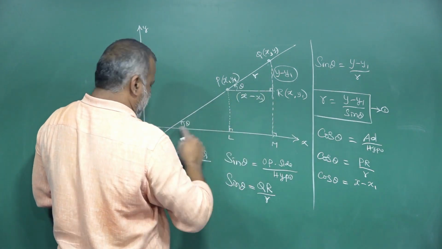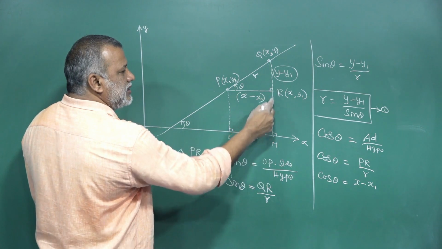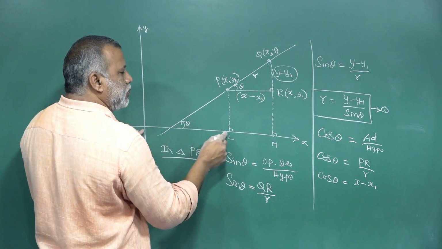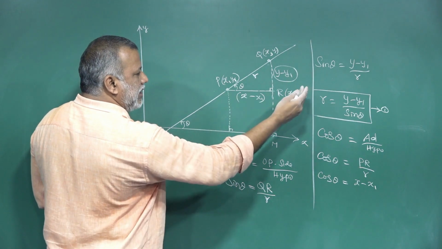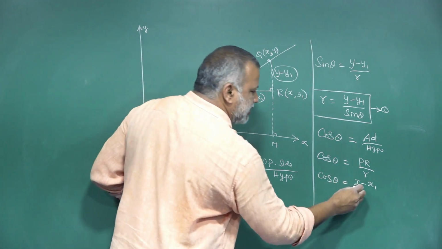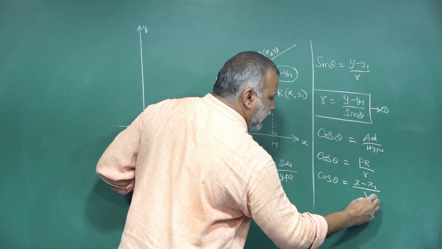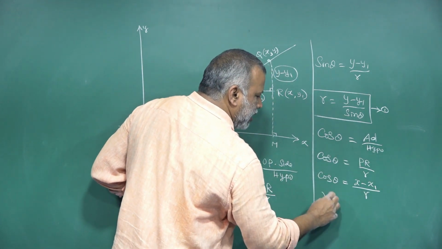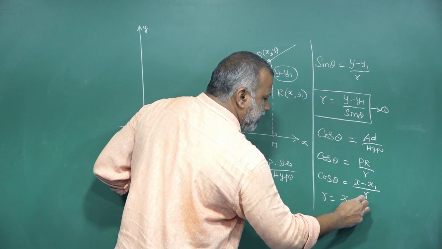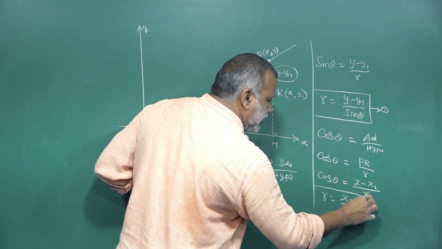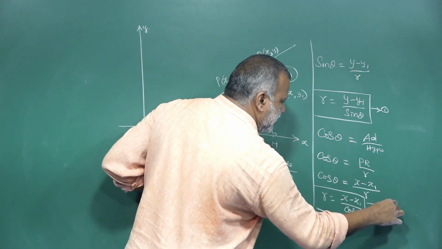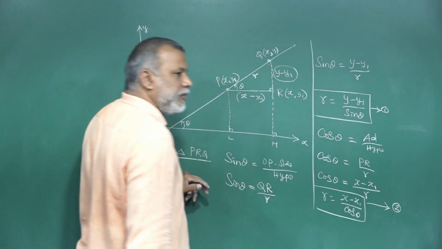Carefully see that. From origin to this value is X. From origin to L, that means OL is X1. So this must be the higher value, X minus X1. So we can say X minus X1 divided by cos theta equals R. Once again cross multiplying, R equals X minus X1 divided by cos theta. Say this is result number 2.